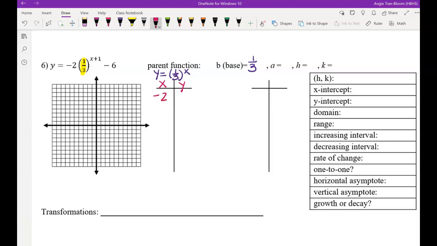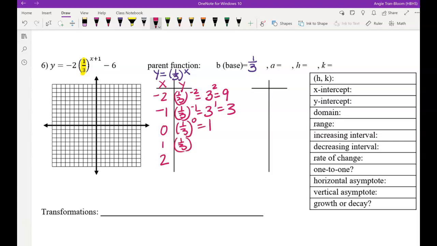Let's go -2, -1, 0, 1, and 2. So (1/3)^-2 is going to say the same thing as 3^2, so it's going to be 9. (1/3)^-1 is the same thing as 3^1, which is 3. (1/3)^0 is going to be 1. The parent function values, we should be able to plug in and get an answer really fast, okay? So (1/3)^2, that's going to give us 1/9. Those are just going to be the parent values.